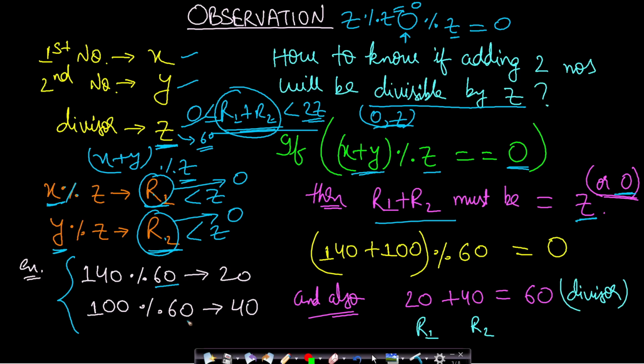Now let's take an example here. Let's say the z value is 60 and our x and y values are 140 and 100. So 140 mod 60 is 20 and 100 mod 60 is 40. Now in order for x plus y to be divisible by 60, 20 plus 40 should be divisible by 60. So 20 plus 40 should either be 0 or equal to 60. In this case it is equal to 60. Therefore you can say that these two numbers are divisible, right? So this is the observation using remainder.